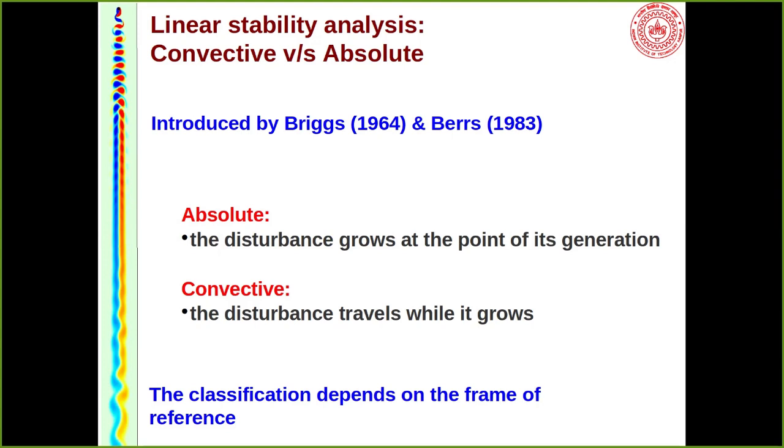Now the two situations are very different. In one case, it's kind of isotropic, it's going everywhere. And in another case, the instability is growing as it moves. So there's a convection involved with it. And that's why this is absolute versus convective. So an absolute instability is something where the disturbance grows at the point of generation. And the convective is where it can travel as it grows.